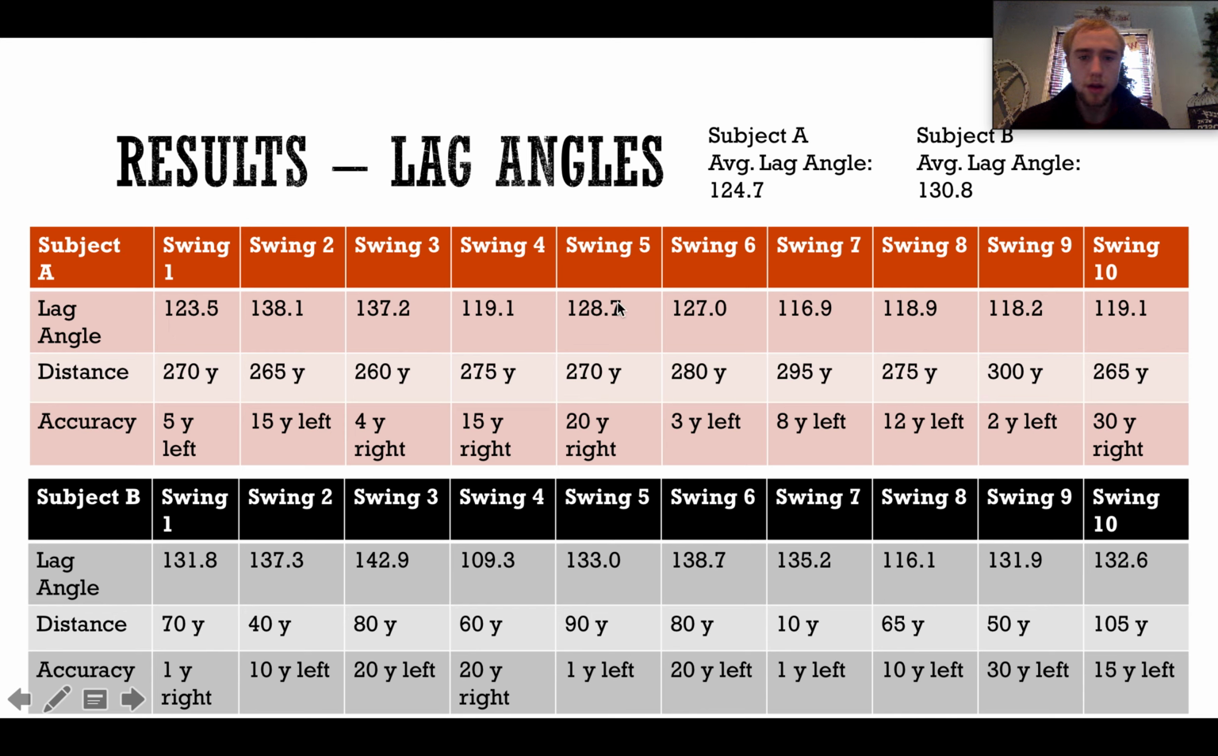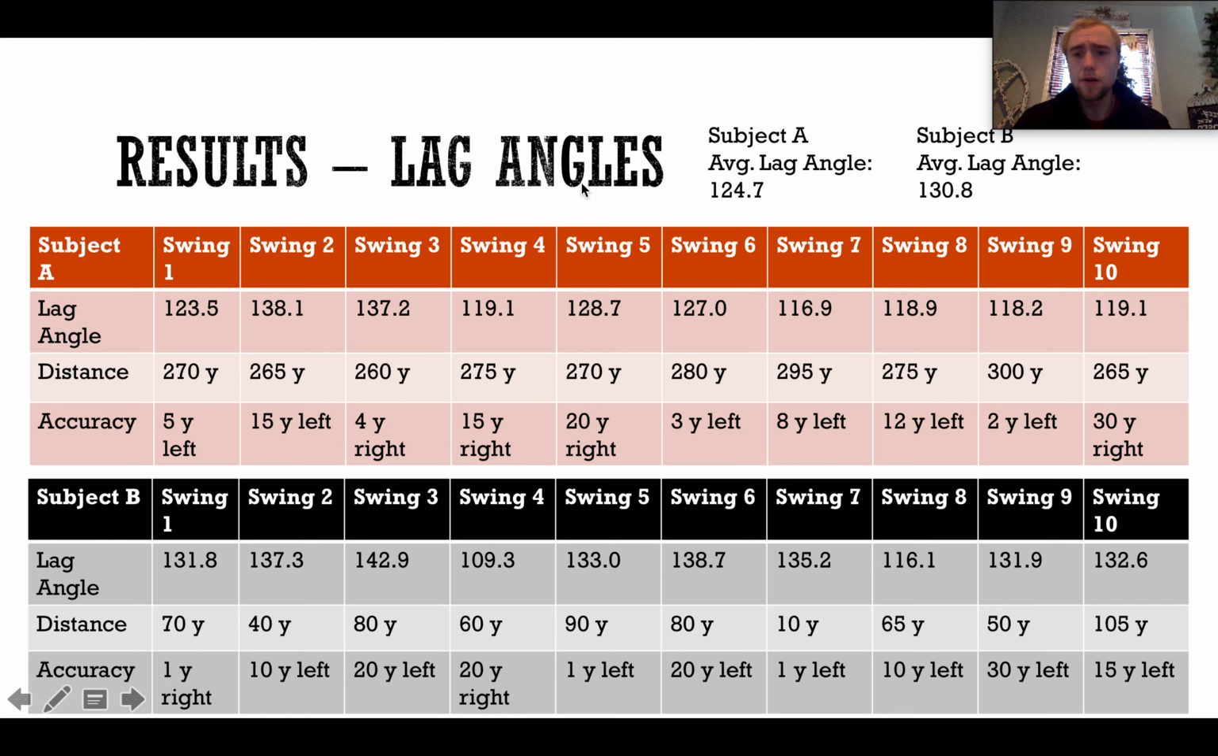To highlight a few here, I think swing 7 for the trained subject had the best lag angle that he got. It was 116.9 degrees. He hit it about 295 yards, and it was about 8 yards to the left of his target. So it's still a fairly decent golf shot here.